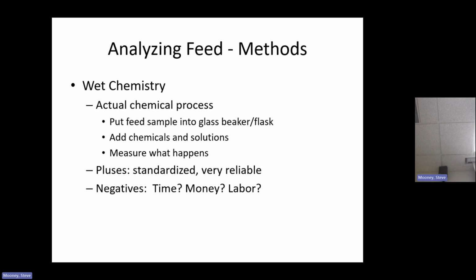Then I can run it through an NDF. That takes an hour. I put it through a filter. I put it back in the drying oven. It's got to stay there for at least 12 hours. Then I'll weigh what's in that gooch crucible. Then I'll put that crucible in an ash oven to correct for ash.